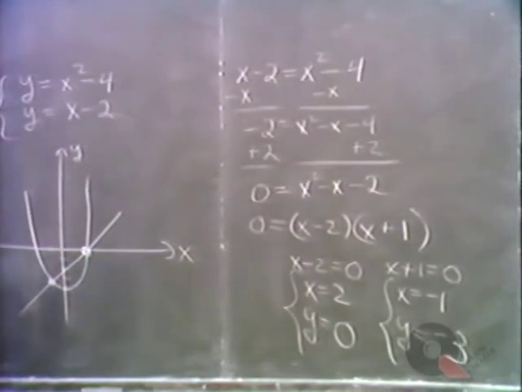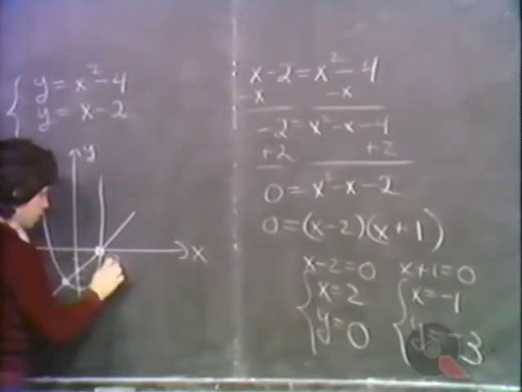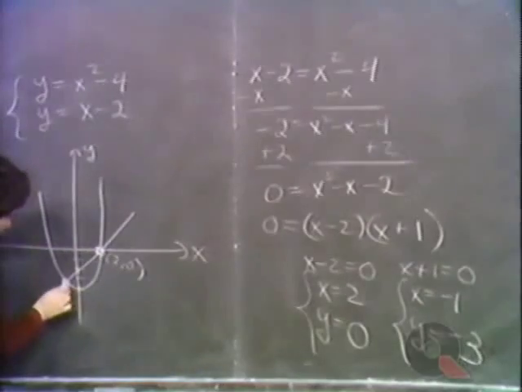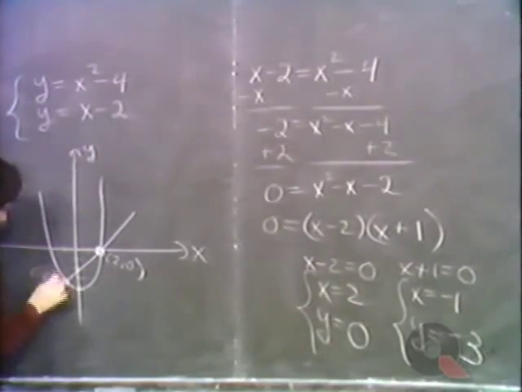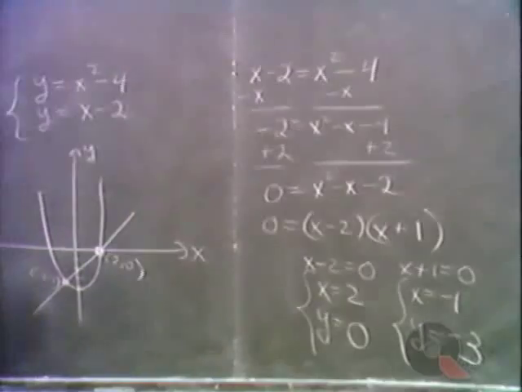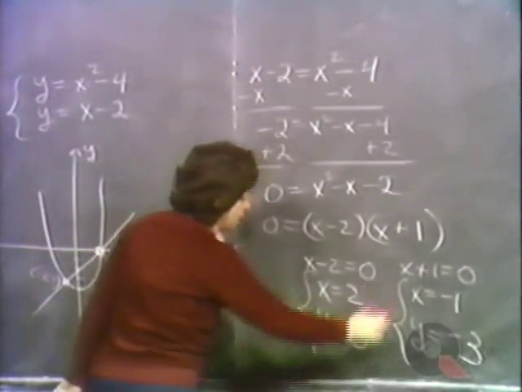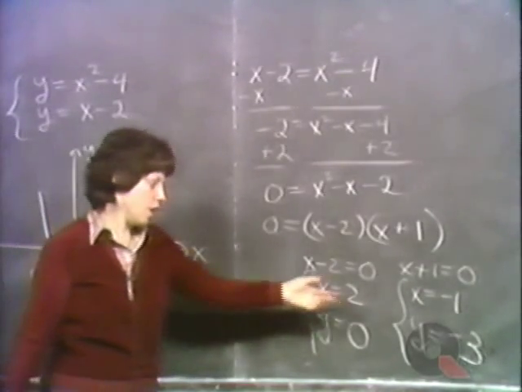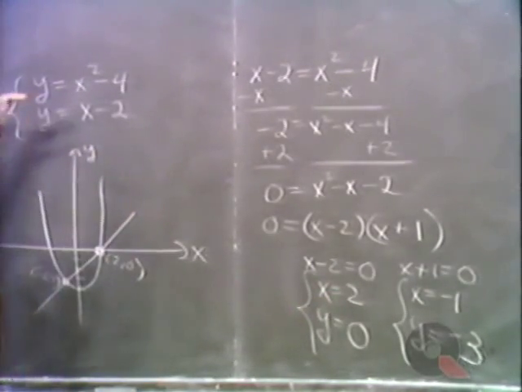Okay, now let's see if it makes sense. We have 2, 0, which is certainly this point over here, and -1, -3 corresponds to this point here. Now, of course, you should check your solutions in both equations, okay? Every possible solution point should be checked in each of the equations of the system. So let's look at 2, 0.